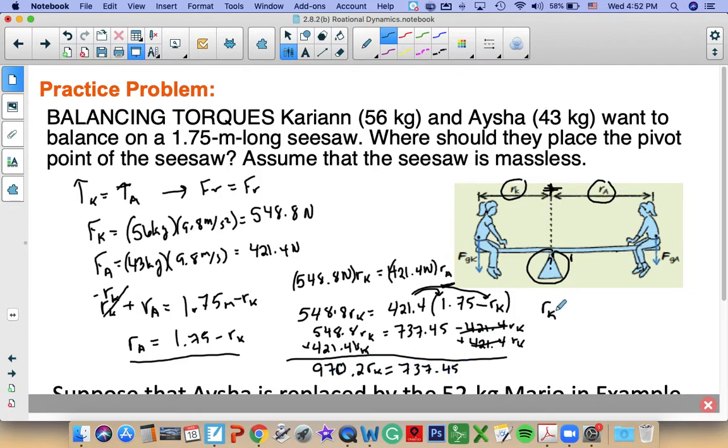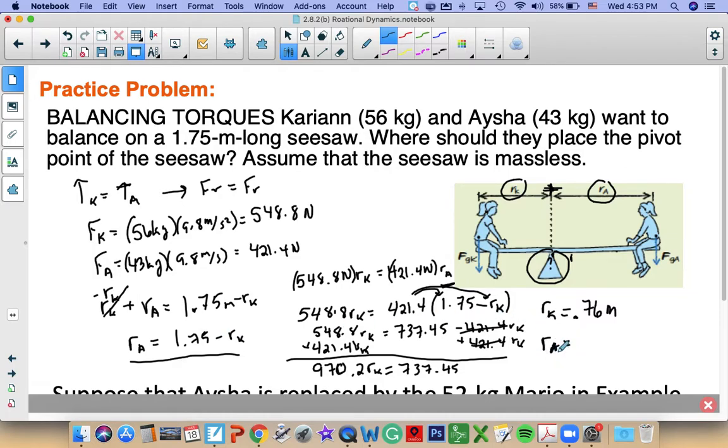All right, I'm just going to do that in my calculator. So 737.45 divided by what I had, that 970.2, and I get 0.76. So 0.76, and that will be in meters, because that's actually the radius that we solved for right there. So Carrie Ann is going to be 0.76 meters away from our lever arm.